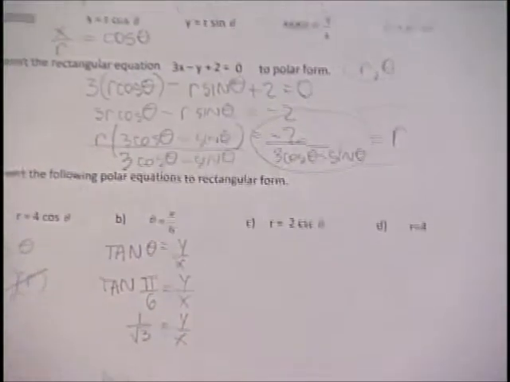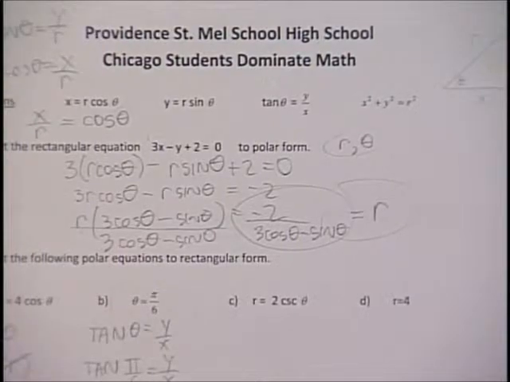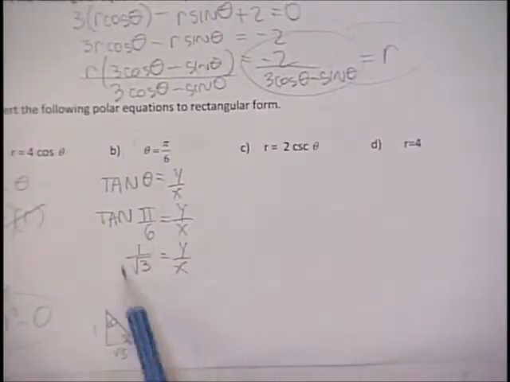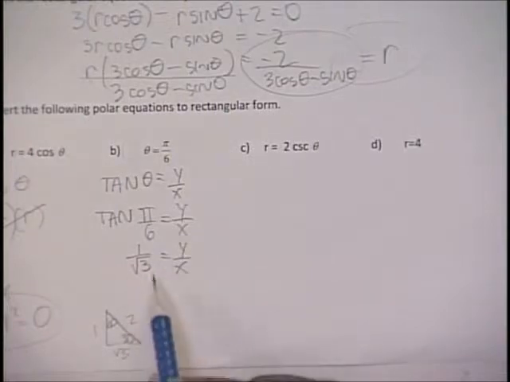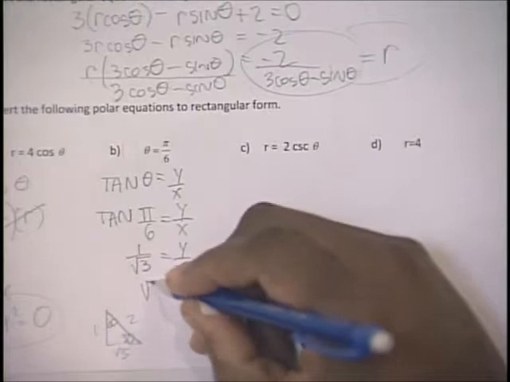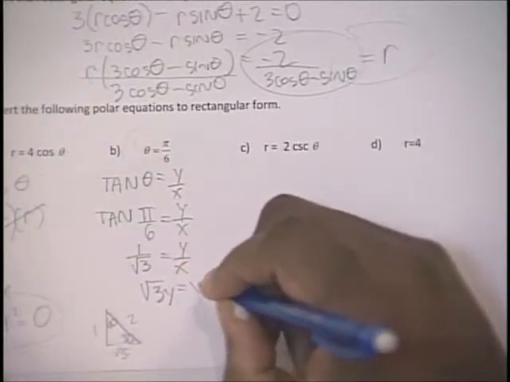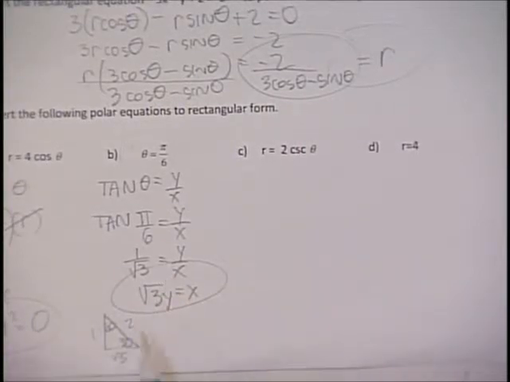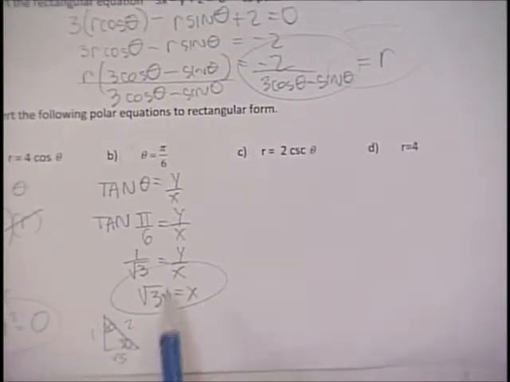Now you've got an equation that is written in terms of x and y. So basically that's the final answer. You could cross multiply here if you like and get radical 3 y is x. But basically that's the final answer. There are things you could do to simplify it more, but I don't want to spend time doing that right now. Final answer right there.